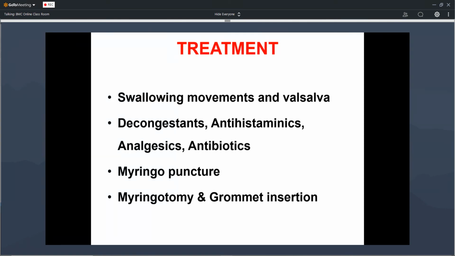So the treatment is to ask the patient to do repeated swallowing movements and the Valsalva maneuver, and use of decongestants, as I just told, systemic and local decongestants, antihistamines, analgesics and antibiotics. If there is a secondary infection, then we can add antibiotics, otherwise no need of antibiotics. The main thing is to ask the patient to do repeated swallowing movements so that there is opening of the eustachian tube and air entry into the middle ear cavity.